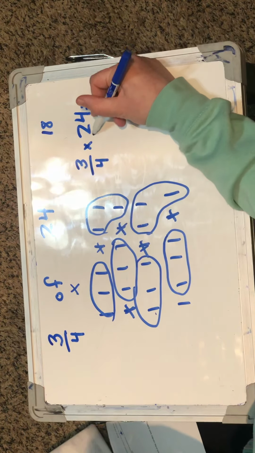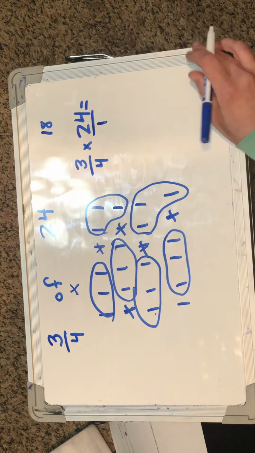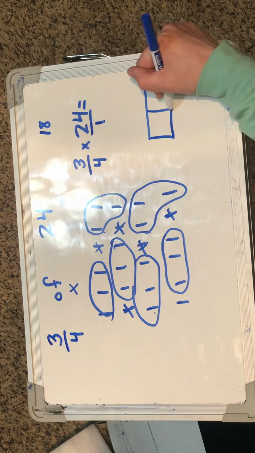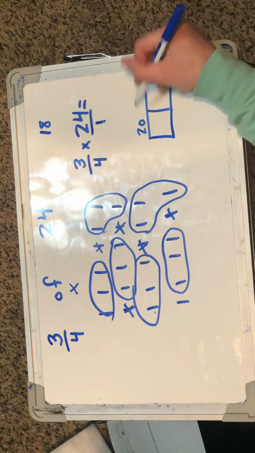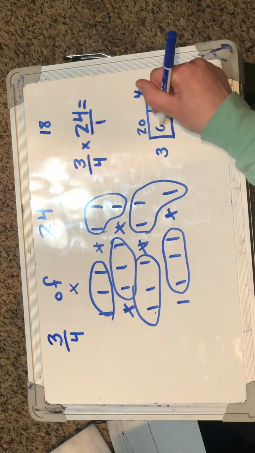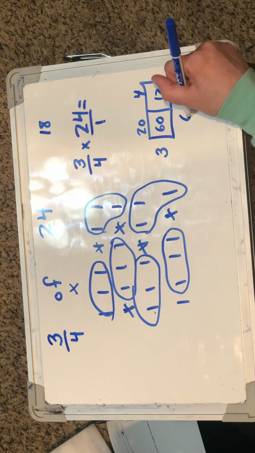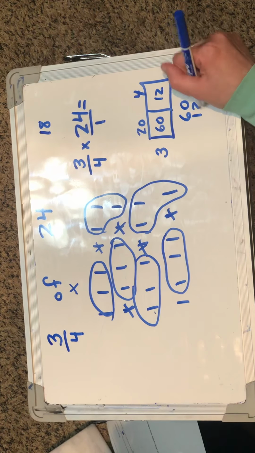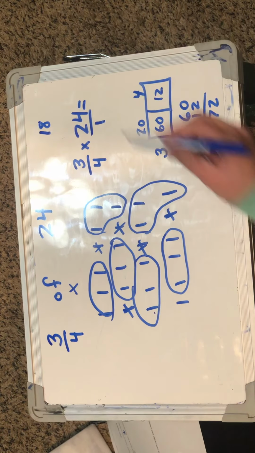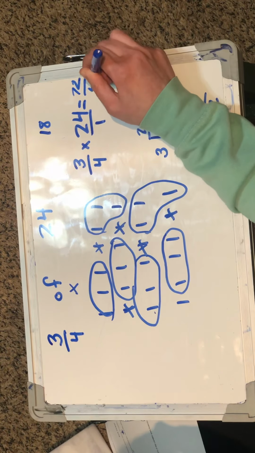We said we're going to multiply the top and then multiply the bottom. So 24 times 3, I'm going to set up my area model. 20 plus 4 times 3. 3 times 2 is 6 and a 0. 3 times 4 is 12. Partial product, 60 and 12. It's going to be 72. You might have used the standard algorithm. That's okay. 72 over 4.